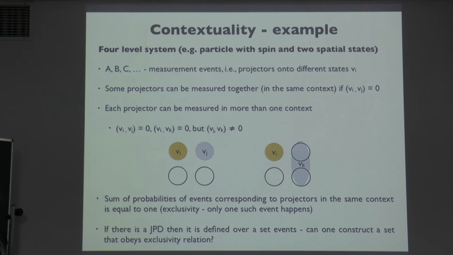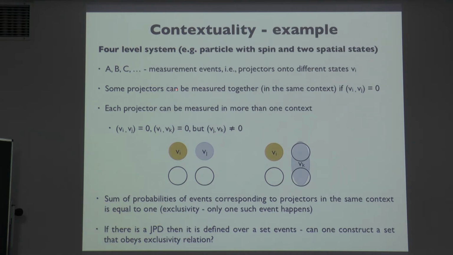So let me show you a simple example. So again, let's come back to this particle with spin and two spatial states. So right now, all the questions that we will be asking will be basically questions about some states of the system. So it will be questions, is our system in this state or not? So basically all our measurements are associated with some projectors onto different states.